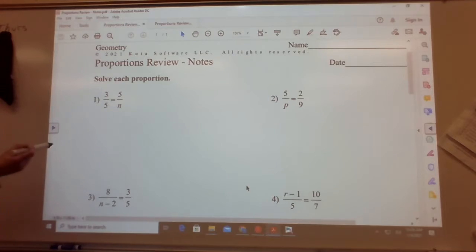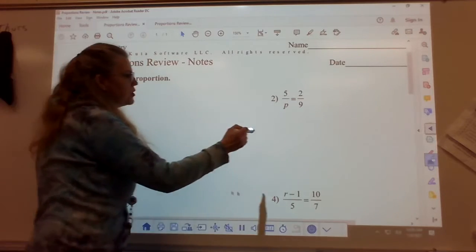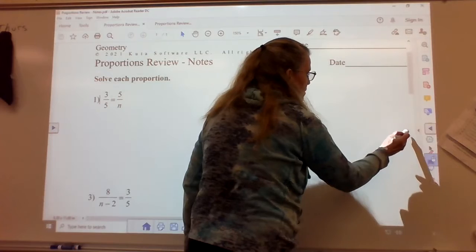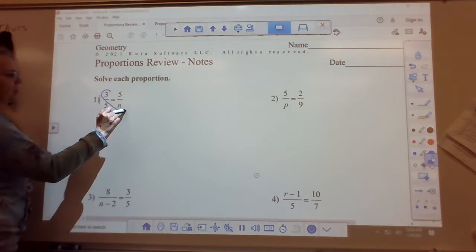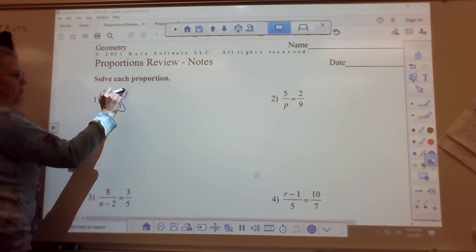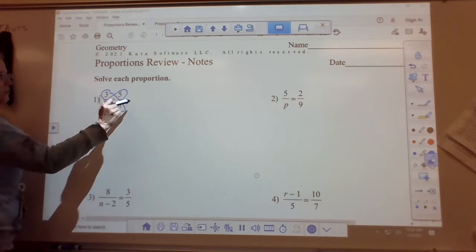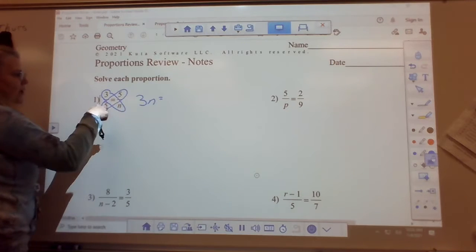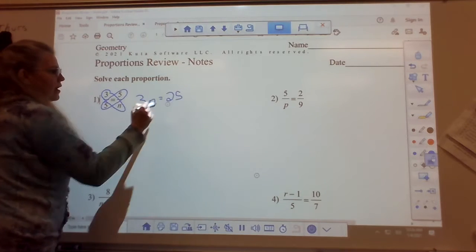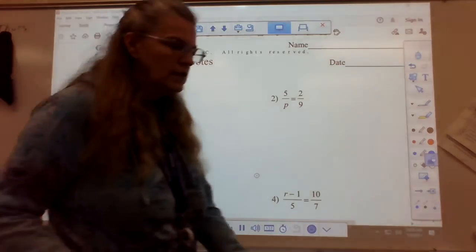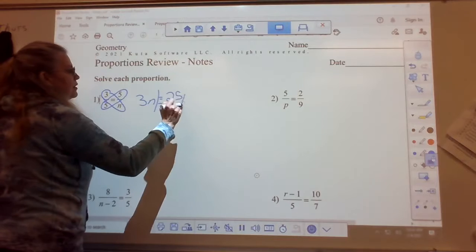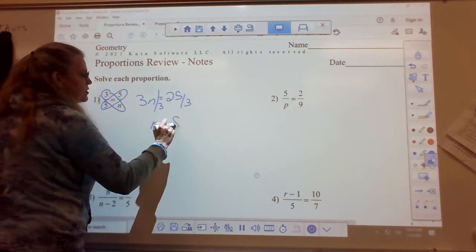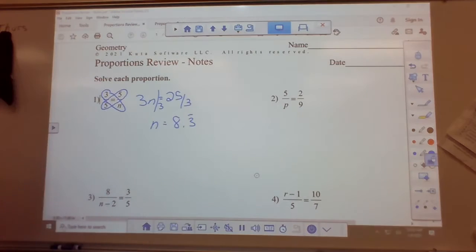So to solve for that missing number, you're always going to multiply diagonally. Multiply the diagonals. So we're going to multiply the 3 and the n, multiply the 5 and the 5. So 3 times n is 3n. 5 times 5 is 25. Then it just becomes an equation. Like any other equation, I can divide by 3. So divide by 3, and it equals 8.3 repeating. And if you just want to round this off to 8.3, that's fine.